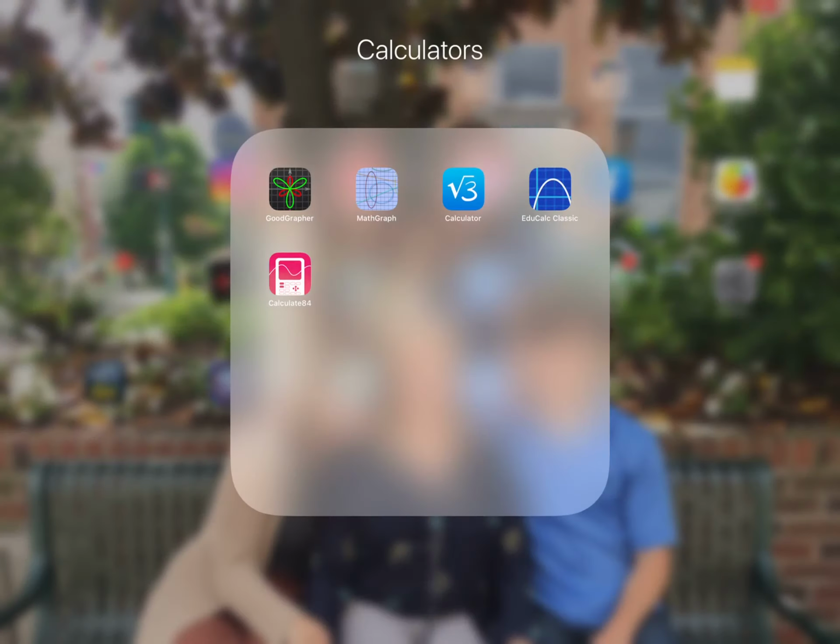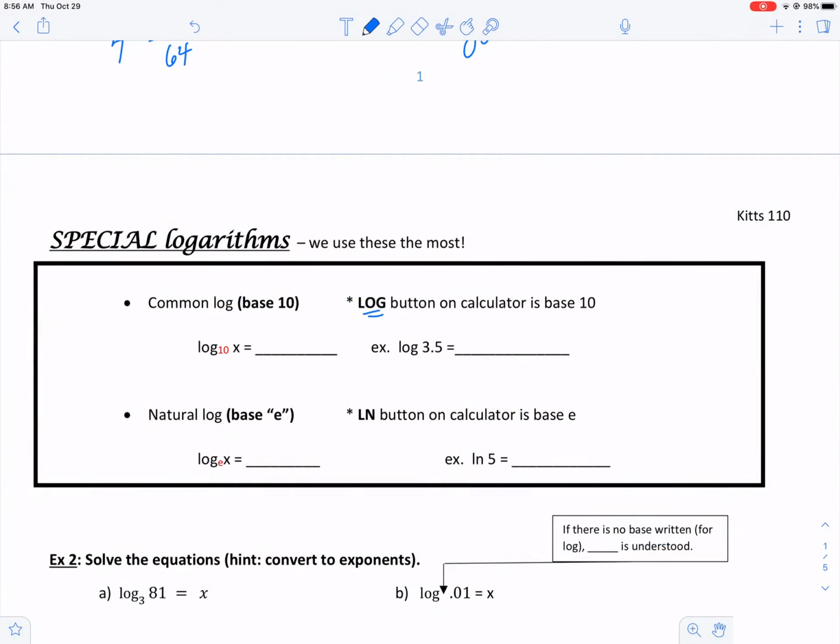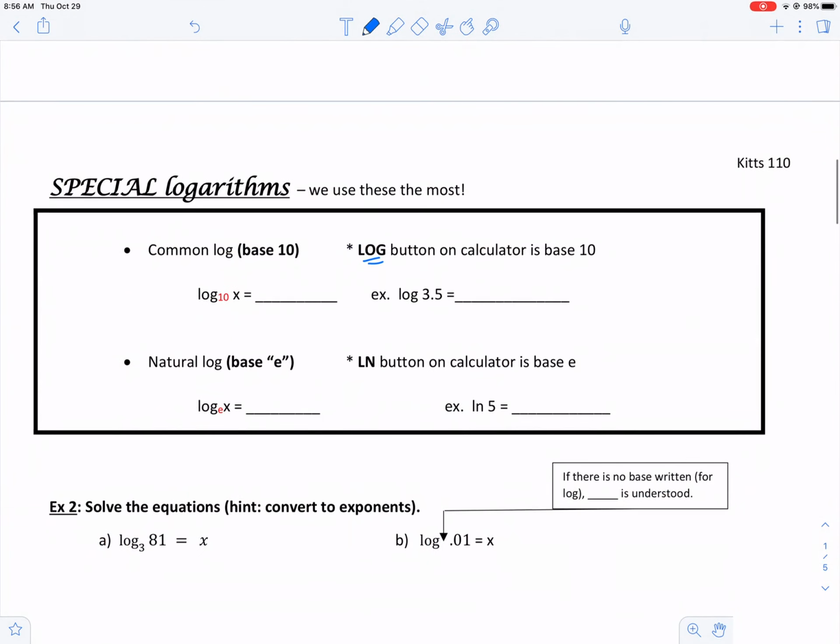Okay, so let's go back. Okay, so the log means that it is in base. The base of every just plain log is base 10. It's called the common log. Log base 10 of x.